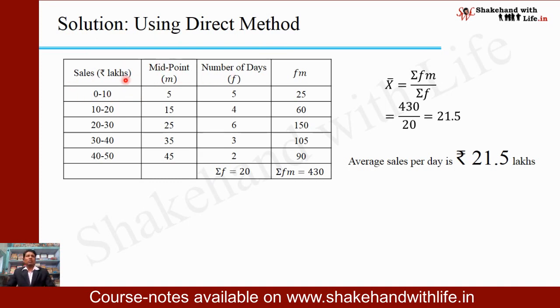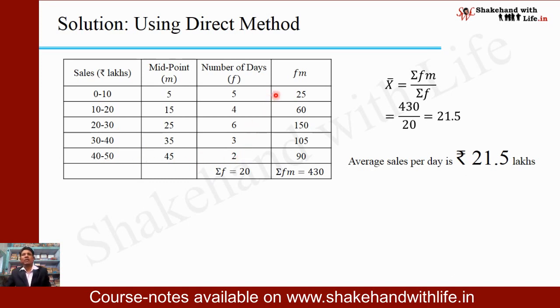The sales is in the first column. Find the midpoint of each class. For 0 to 10, the midpoint is 5. For 10 to 20, the midpoint is 15. For 20 to 30, the midpoint is 25. For 30 to 40, the midpoint is 35. For 40 to 50, the midpoint is 45. And the number of days is given in the third column: 0 to 10 lakh sales in 5 days, 10 to 20 lakh in 4 days, 20 to 30 in 6 days, 30 to 40 in 3 days, 40 to 50 in 2 days.